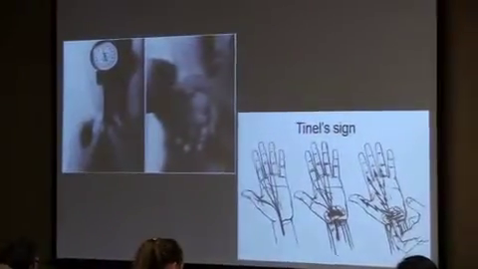In medicine these days, we're getting a little bit away from named exams. I think they want more general terms rather than something named after an individual who started using it. So here are some demonstrations of those. This would be a Durkan's or the carpal compression test. And on the bottom right there is a Tinel sign.